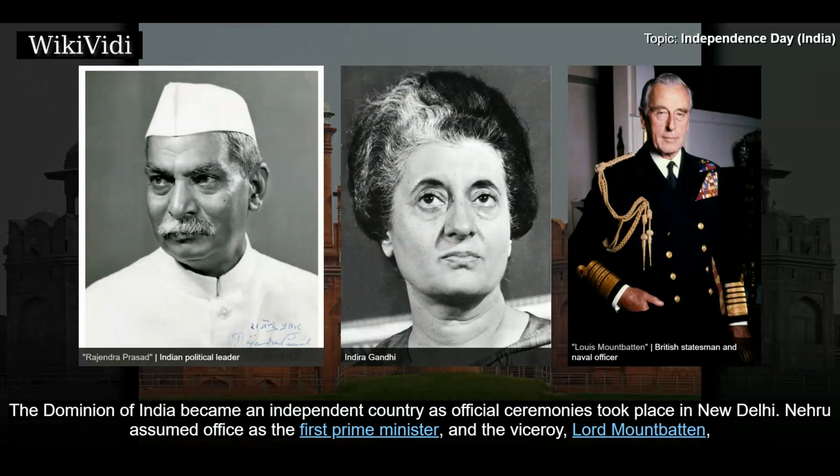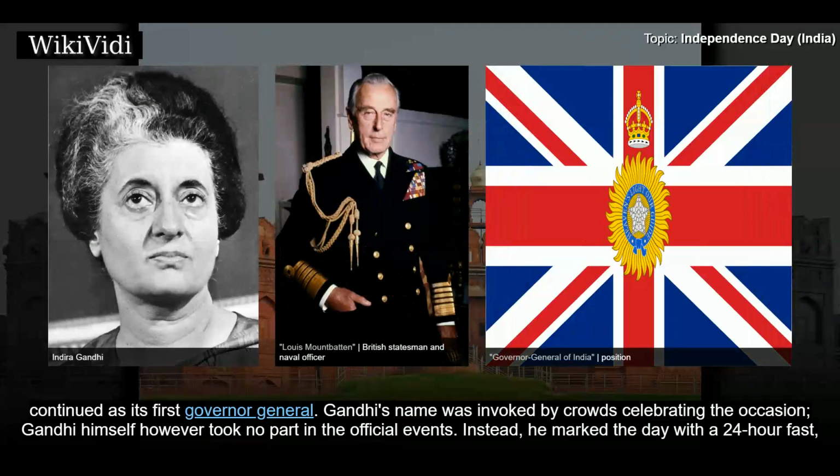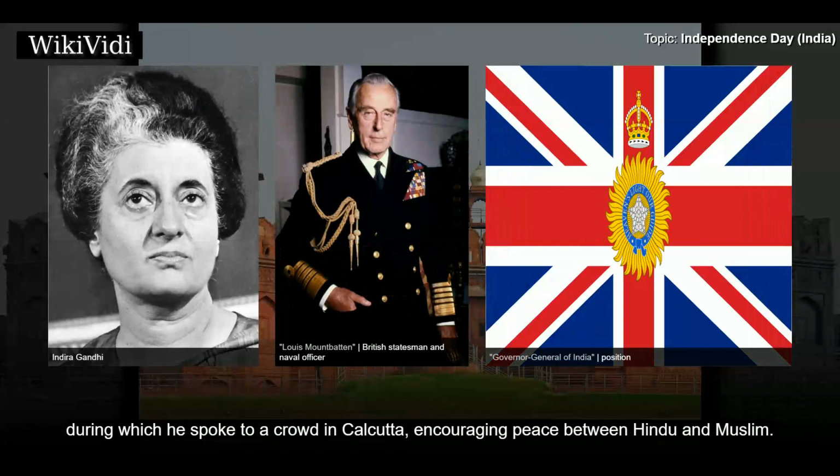The Dominion of India became an independent country as official ceremonies took place in New Delhi. Nehru assumed office as the first Prime Minister, and the Viceroy, Lord Mountbatten, continued as its first Governor-General. Gandhi's name was invoked by crowds celebrating the occasion. Gandhi himself, however, took no part in the official events. Instead, he marked the day with a 24-hour fast, during which he spoke to a crowd in Calcutta, encouraging peace between Hindu and Muslim.